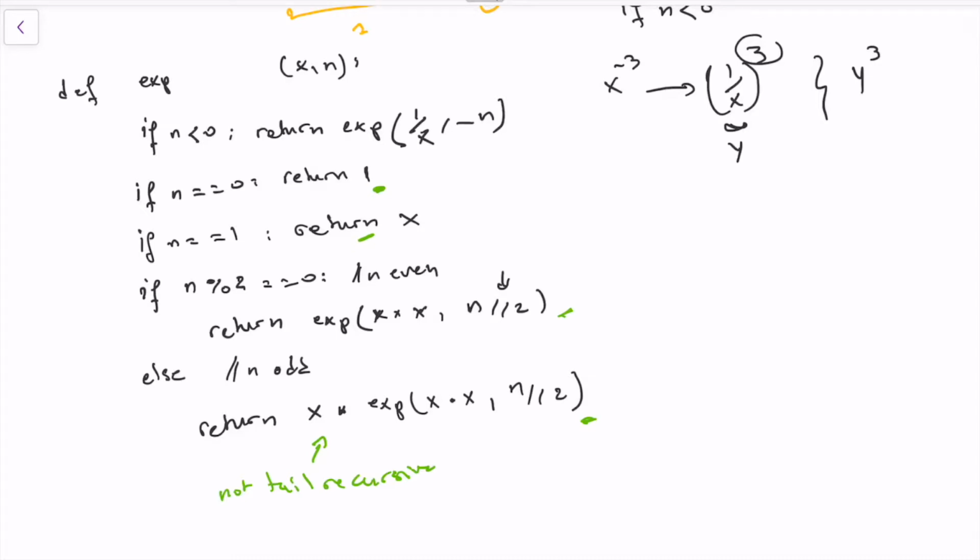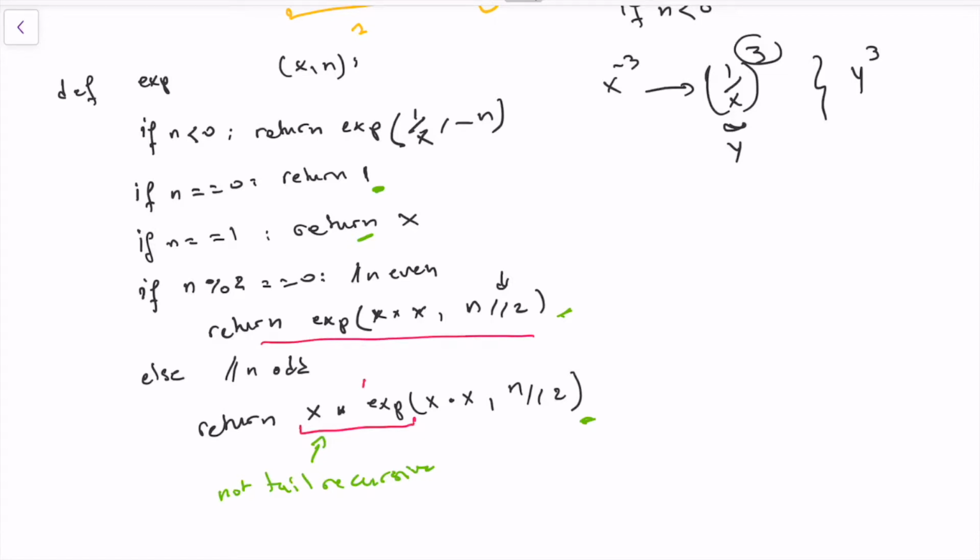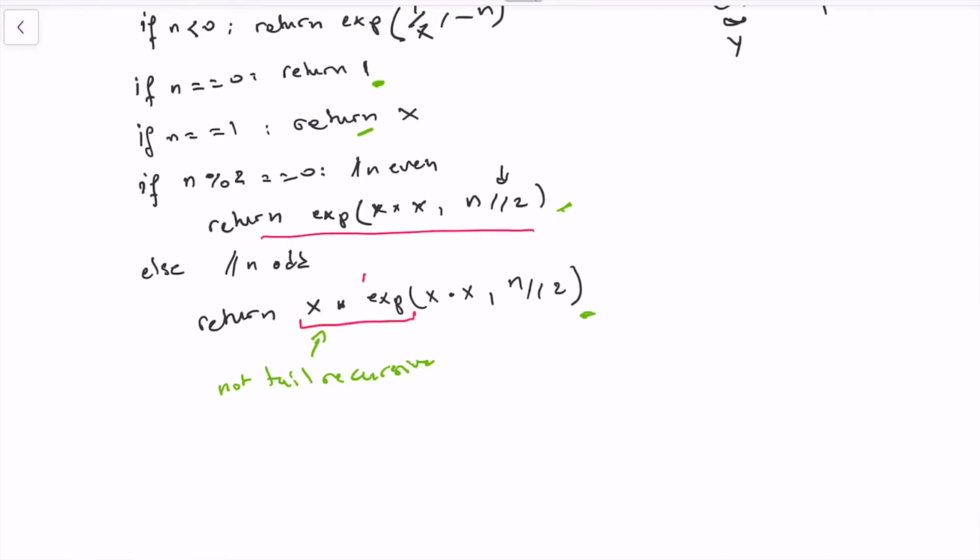And so you can see, for example, in this case we are multiplying by x at the end here, and so that makes this function not tail recursive, right? If we were not multiplying by x but just returning the function itself like we are doing here, then that would be tail recursive. But why does it even matter? Why do we care even if it's not tail recursive?